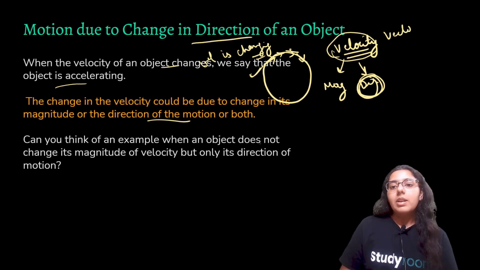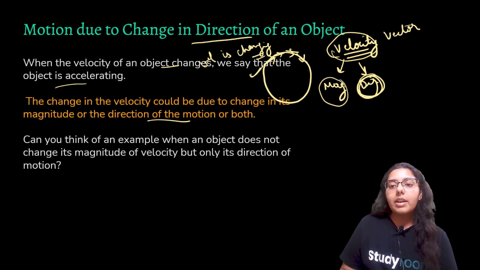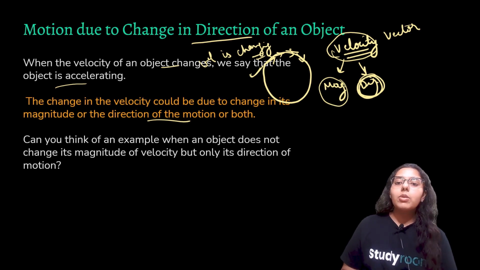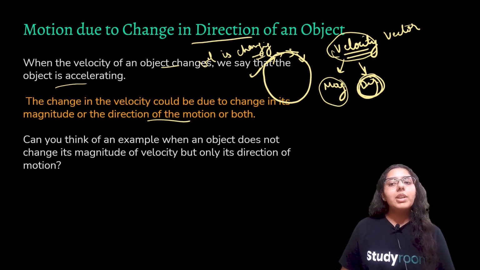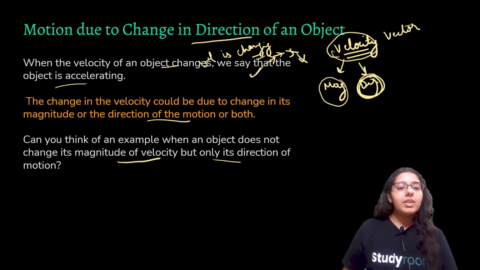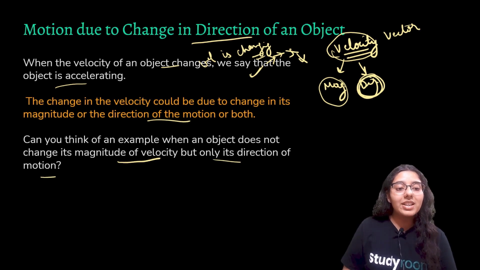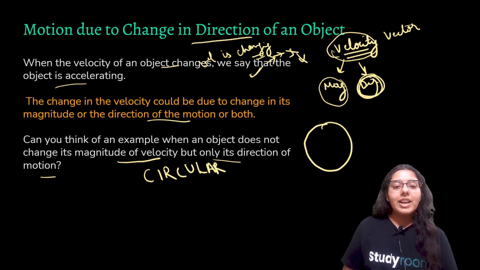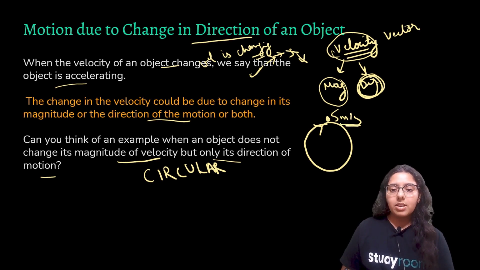Can you think of an example when an object does not change its magnitude but only its direction of motion? Yes, we can: circular motion. We can have the same numerical value of velocity. For example, a particle is moving at 5 meters per second in this circle. Its magnitude is constant, the same 5 meters per second in the whole circle, but its direction is changing every moment. Even if only direction changes, velocity is changing.